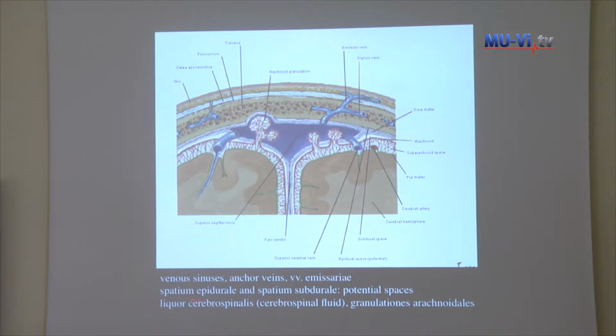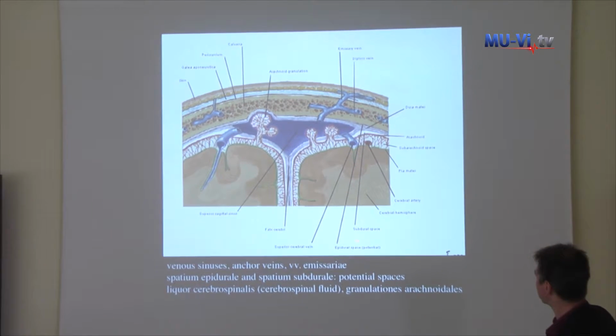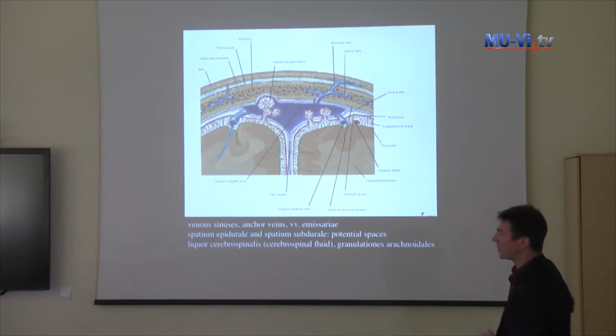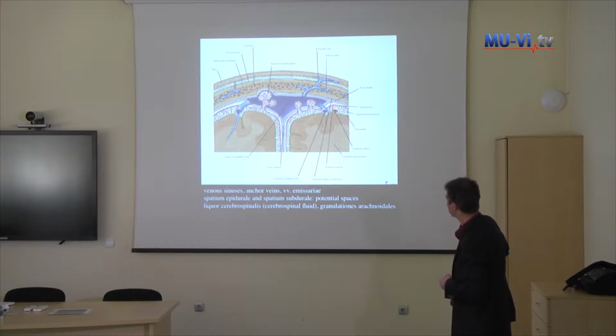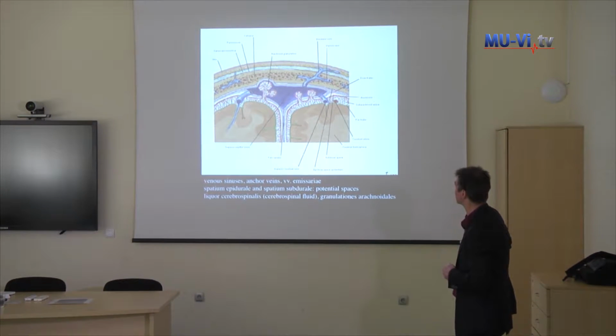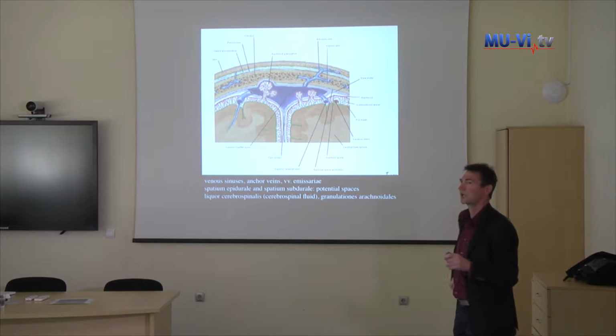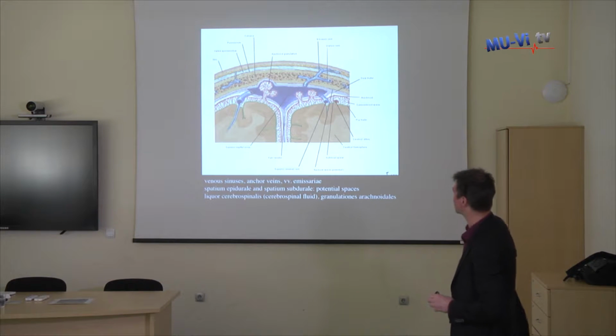So the epidural space is a potential space, and the same holds true for the spatium subdurale, or the subdural space, which is a potential space between the dura mater and the arachnoid. To be honest, if I would have made this drawing, I would have drawn the arachnoid closer to the dura, because now it gives the impression that there is some space, but normally there is not such a space. Again, only under pathological conditions you will have a true subdural space.